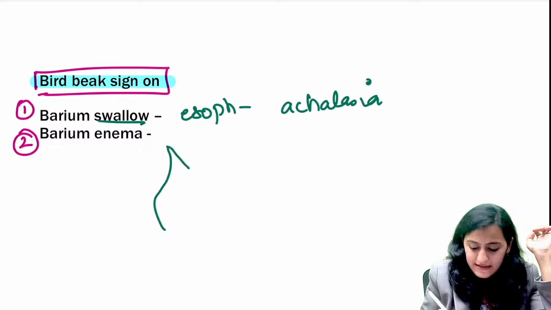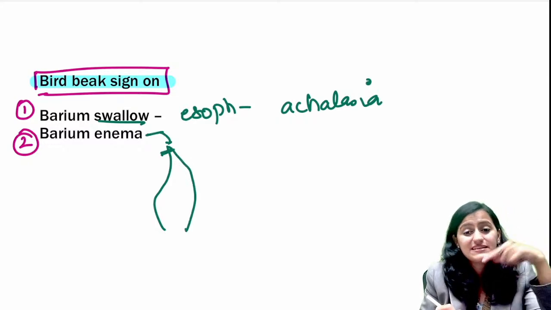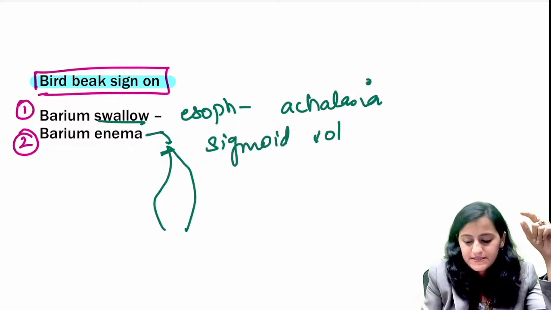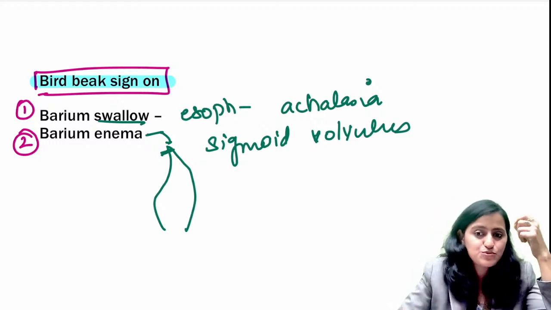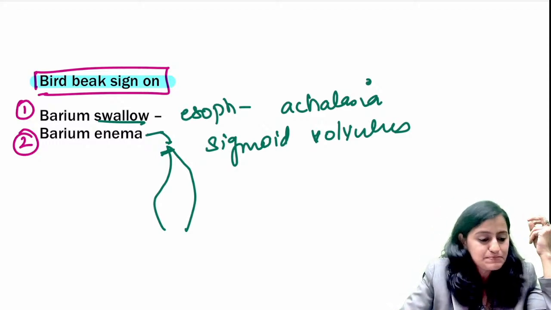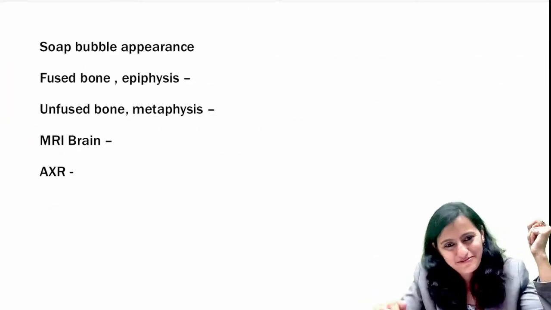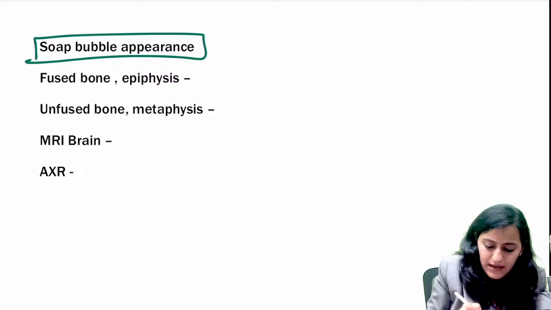In barium enema, the barium goes from the rectum and then you get a bird beak, meaning the barium is stopping here because there is a twist. The twist is the sigmoid volvulus. So achalasia on barium swallow, and sigmoid volvulus on barium enema. Correct. Next similar sign, soap bubble appearance.